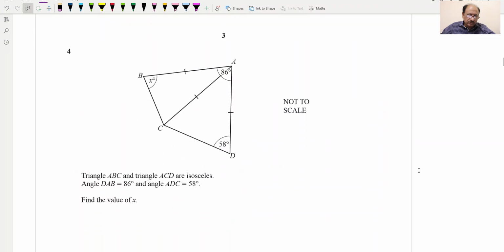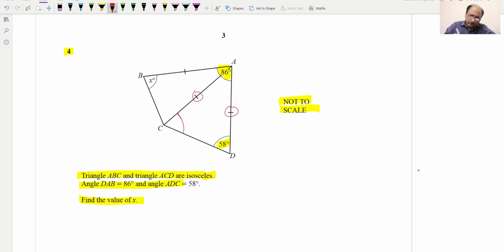Now we can move to question number 4, and the question says the diagram is not to scale. The triangle ABC and triangle ACD are isosceles, and angle DAB is 86. This complete angle is 86, and angle ADC is equal to 58. Find the value of x. So x we need to find. We can figure out this angle. This angle will be the same as this because these two sides are equal.